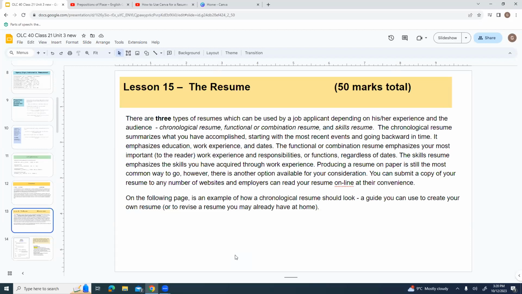The other option, though, and it probably wasn't common when this was first written, is a lot of times you'll submit your resume electronically along with an electronic or digital version of your cover letter. So something to think about.